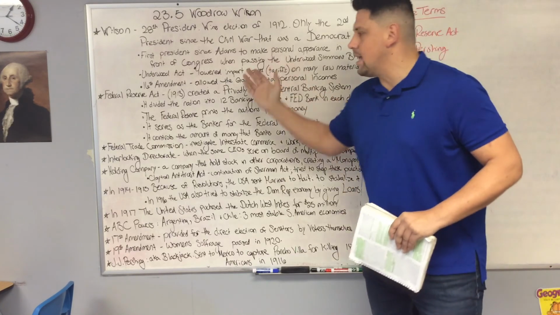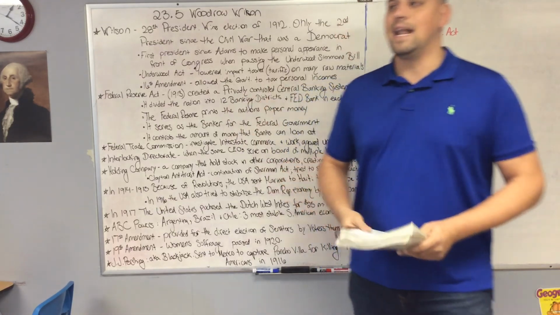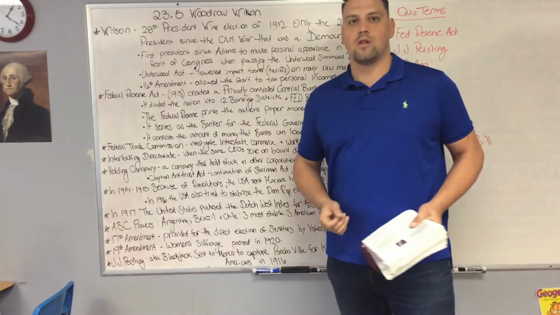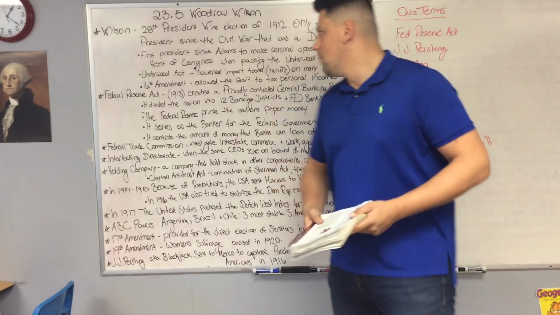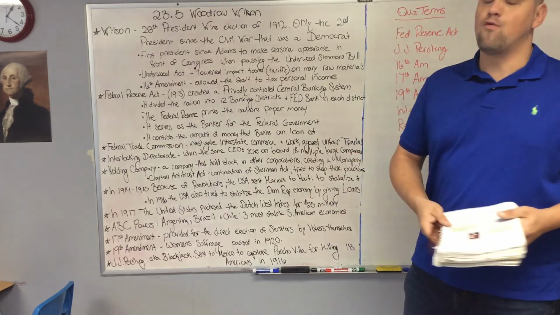And so he makes a plea to Congress by actually going in front of them and asking them to pass this tariff. The tariff is included under what's called the Underwood Act, or the Underwood-Simmons Bill, and it basically lowers import tariffs on many raw materials.